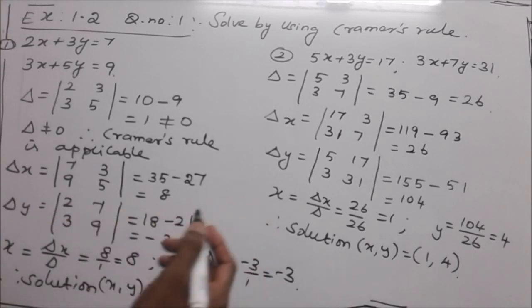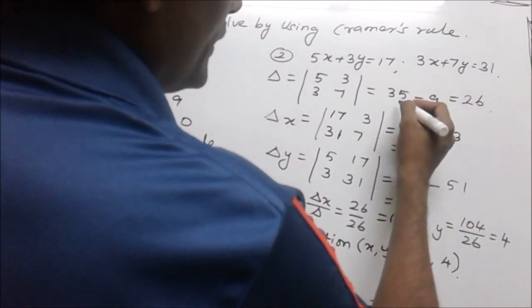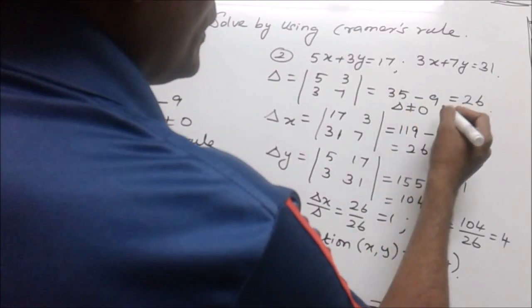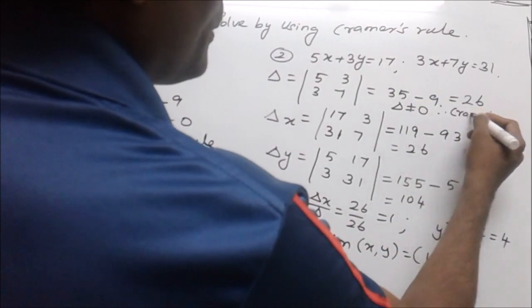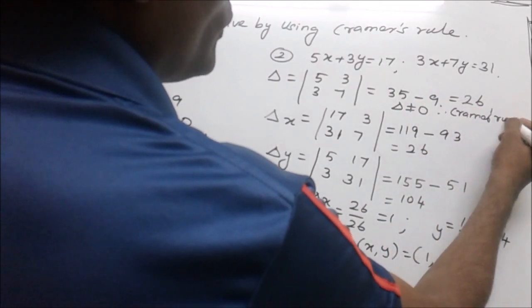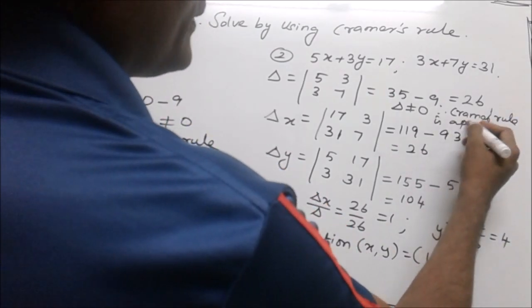Now you can add here, delta is not equal to 0. Therefore Cramer's rule is applicable.